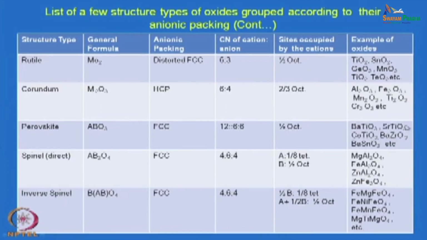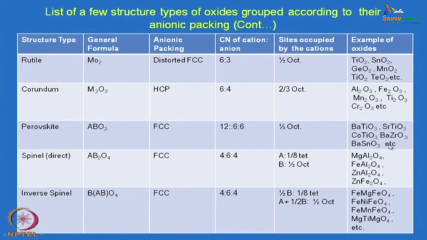And in fact, this is a very important group of oxides having many different functional properties, which we will discuss later, particularly electrical properties. Many of them have very interesting electrical properties. You can even modify the electrical properties, and most of them are known as high dielectric constant materials. Barium titanate, strontium titanate, cobalt titanate, barium zirconate and barium stannate. Different kinds of titanates, zirconates and stannates, most of them have this perovskite structure.